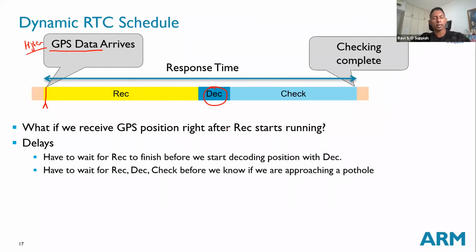Because every time new GPS data comes in, I need to quickly process it to know where I am. So the moment the GPS data comes in, regardless of any function that I'm currently running, I will run that task till I complete. I'll run it to completion and then the decode task will start. Then I can do the check, and once the check is complete, I will know whether I'm approaching a pothole. This is of course a huge improvement over the previous static cyclic scheduling. That means I am now only delayed by at most the current task that was executing when the GPS data came in.